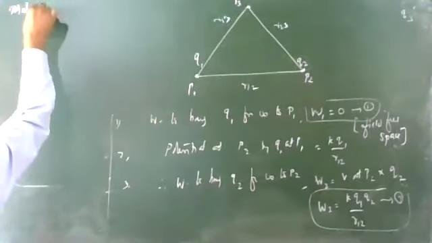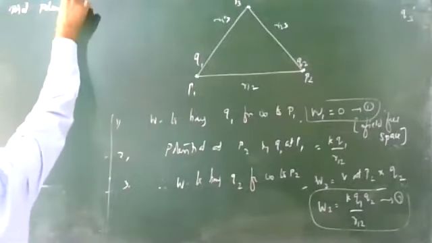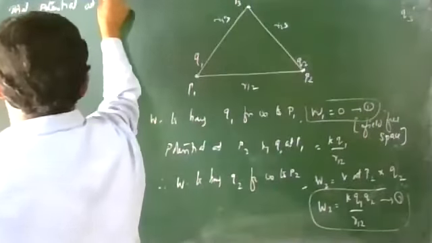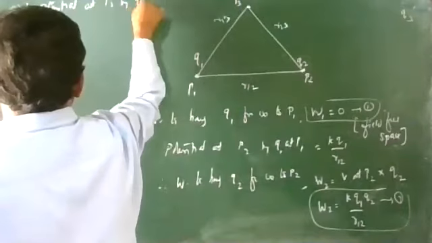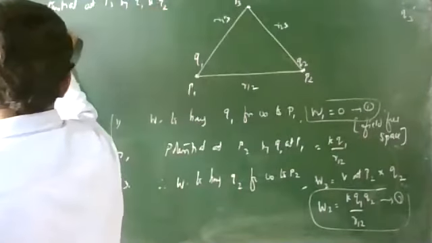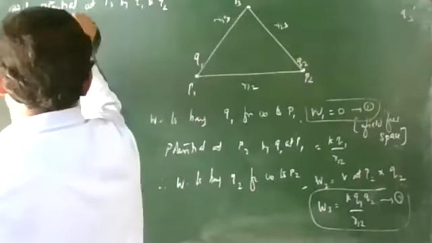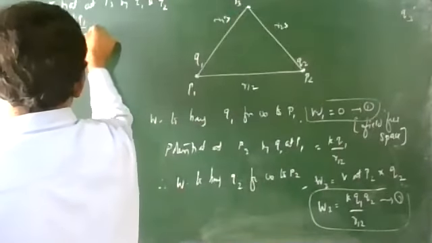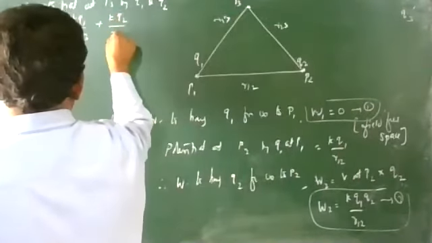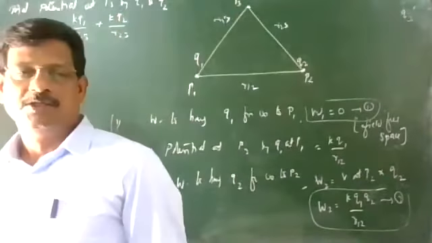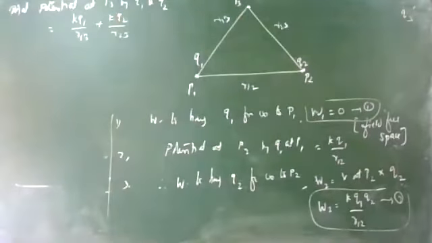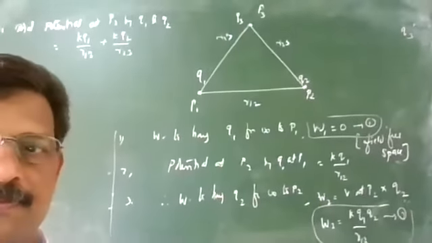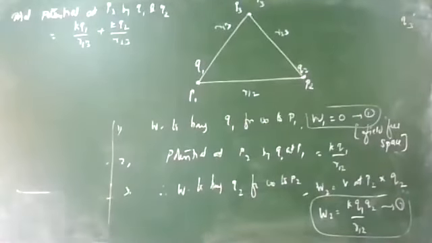What is the total potential? Total potential at P3, by Q1 and Q2, is equal to the potential produced by the first charge, K Q1 divided by R13, plus the potential produced by the second charge, K Q2 divided by R2. Charges 1 and 2 produce the total potential at that point. Total potential at P3 by Q1 and Q2: Q1 R13, Q2 R2. The potential at P3 means the work done bringing a unit charge from infinity.